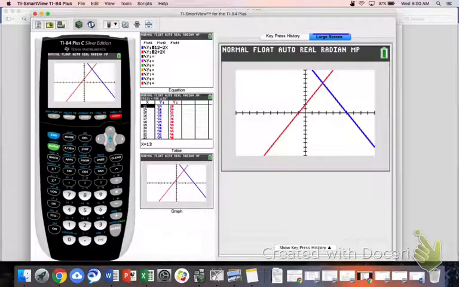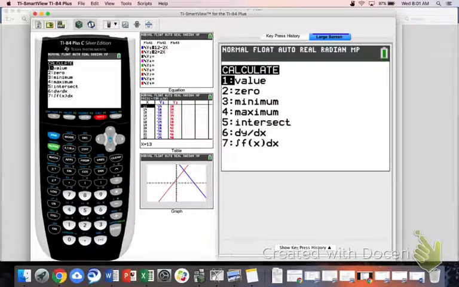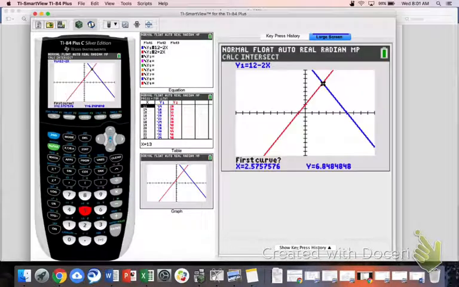Push the following buttons. Blue, or second, right? And then trace. So blue trace. Did you get to this screen? Yeah. You did? Okay, so then we chose option 5. So go ahead and choose option 5 again. So it wants to know first curve. One of them's our first curve, so just hit enter. You don't really need to make much of a choice there. So push enter. And then it says second curve, question mark. Push enter again. And then it says guess.